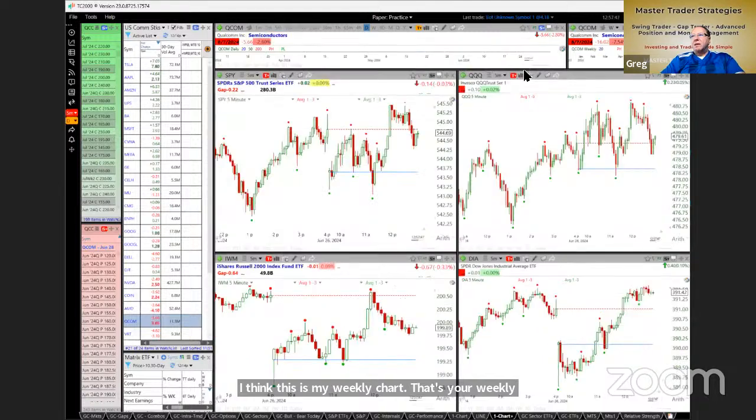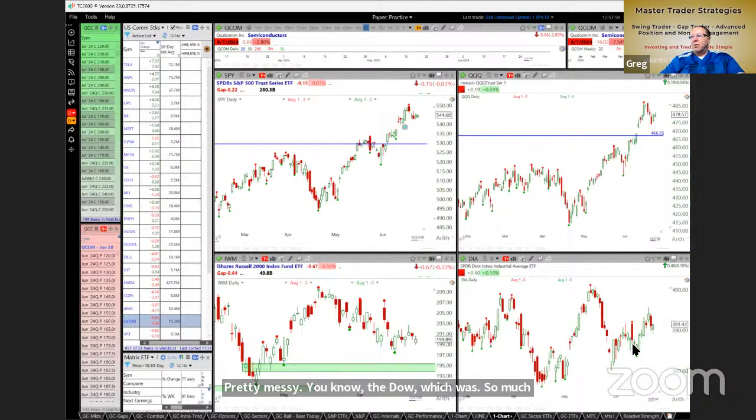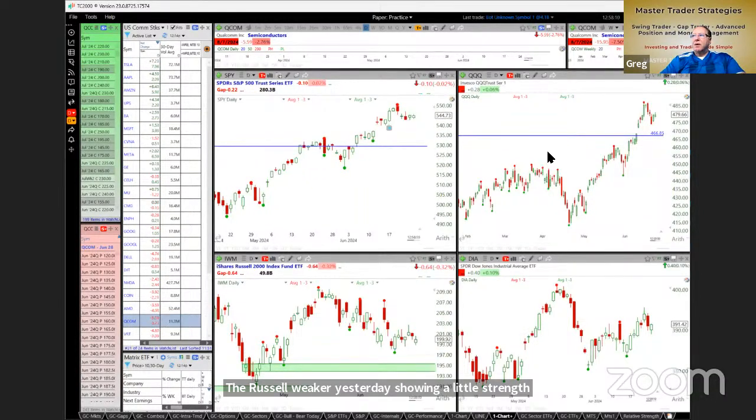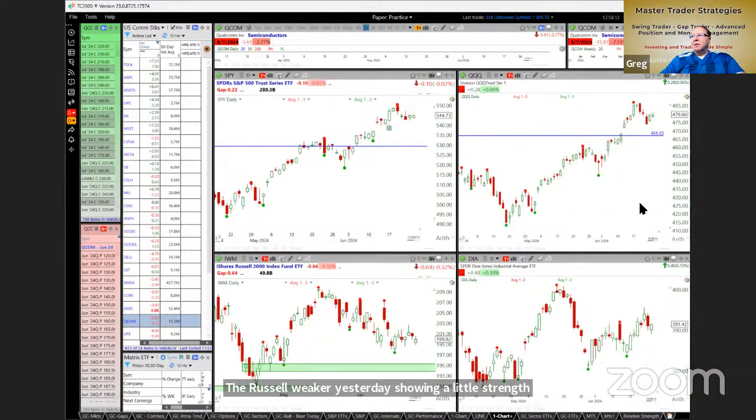Look at the broader markets here, intraday. Pretty messy. The Dow, which was so much weaker, showed strength today. But overall, it's just really, really sloppy. You can see the Russell weaker yesterday, showing a little strength today, but going nowhere. S&P's going nowhere. Q's basically going nowhere.